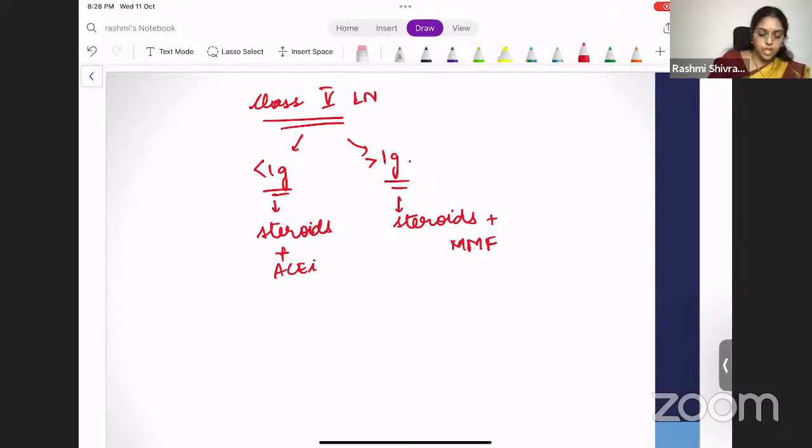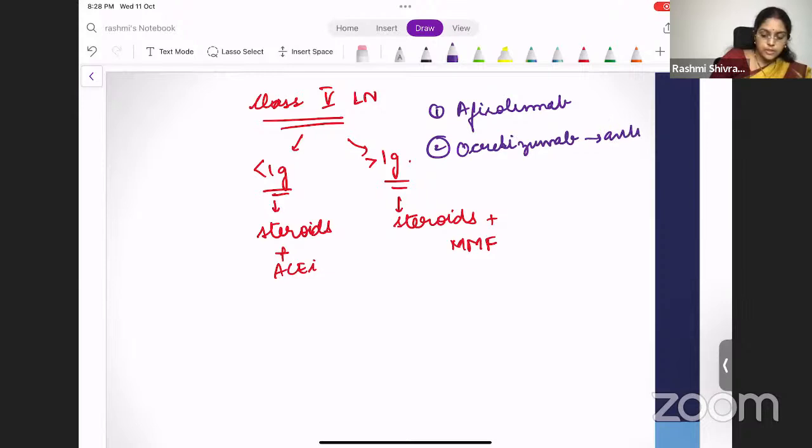So there are some new drugs that you must remember. What are those? The first one will be aferolumab, and the second one will be ocrelizumab. Ocrelizumab is an anti-CD20 antibody, and aferolumab is an anti-TNF alpha antibody. So these are some of the important new drugs that you must remember.